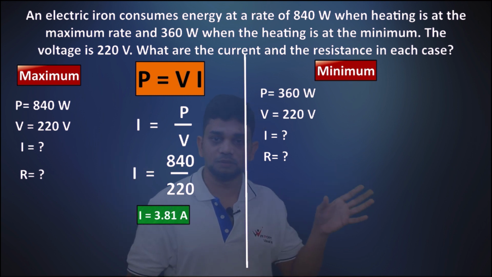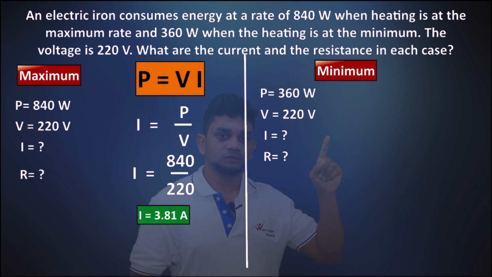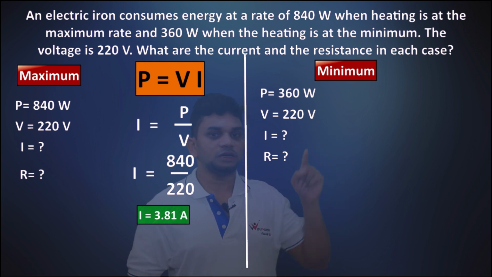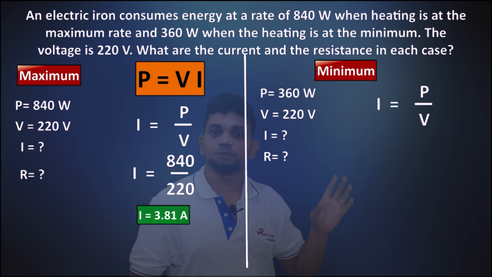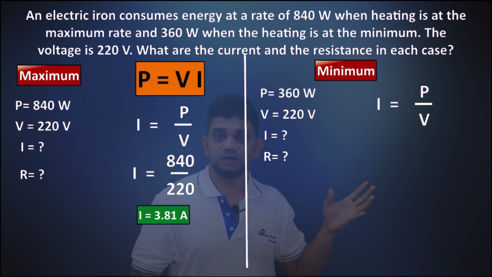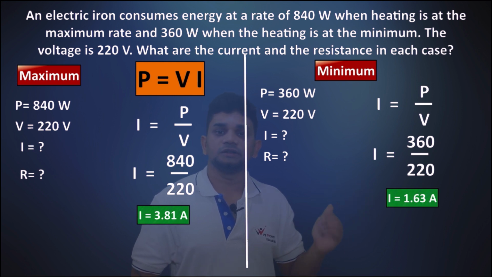In second case, minimum. What is the power? Power is 360 watt and voltage is 220 volt. We need to find I. P, V, I. Which equation? P is equal to VI. And what is the equation for I? I equal to P by V. We are substituting the values. Value of P is 360. Value of V is 220. Then it will be 360 by 220 equal to 1.63 ampere.